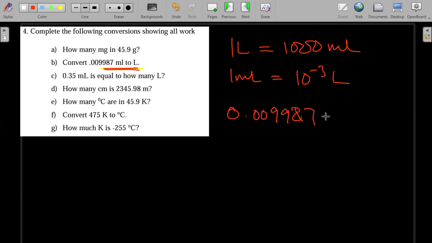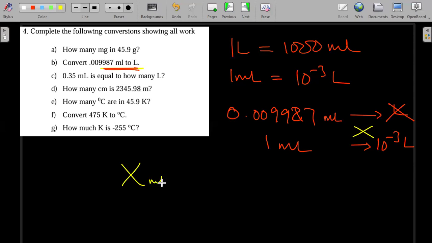So there we have 0.000987 milliliters. We want to convert it to liters. So we can write X here. And then we know from the conversion factor that 1 milliliter is equal to 10 to the power -3 liters. And then we cross multiply. So cross multiply, I get X milliliters is equal to this number multiplied by this. So what am I going to get?